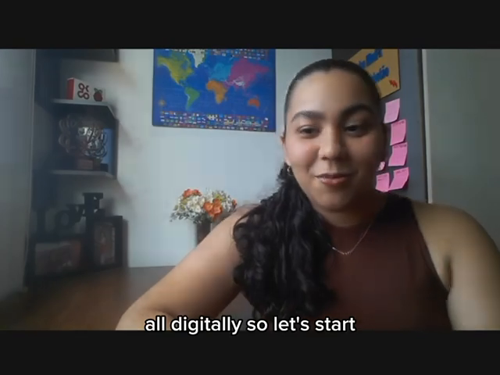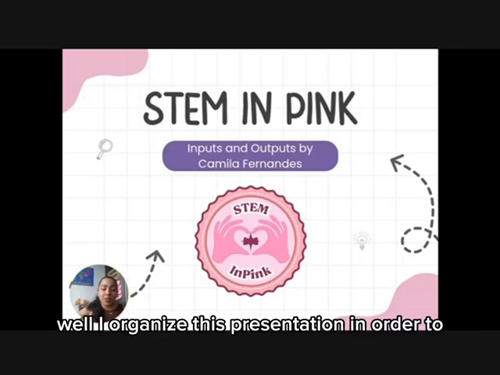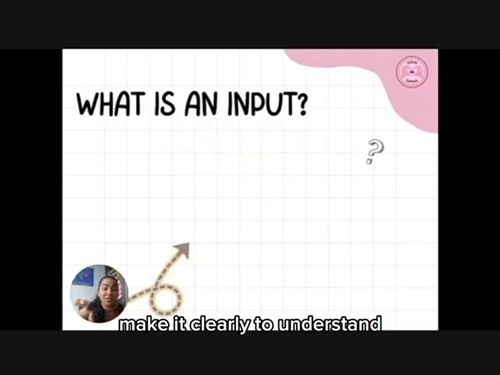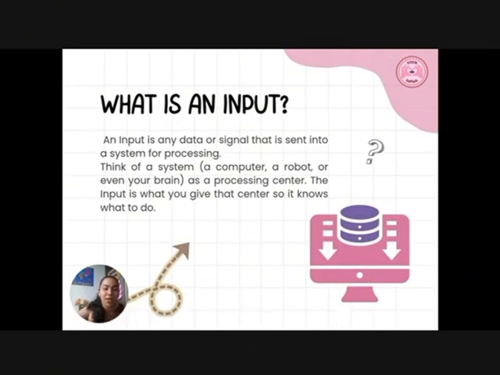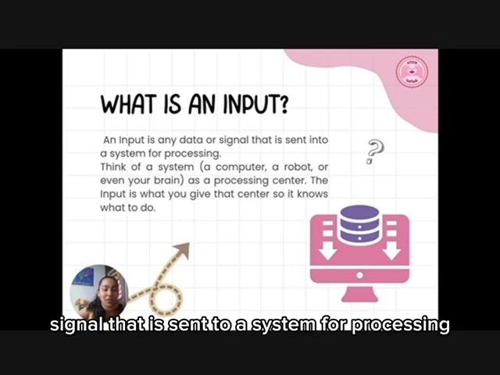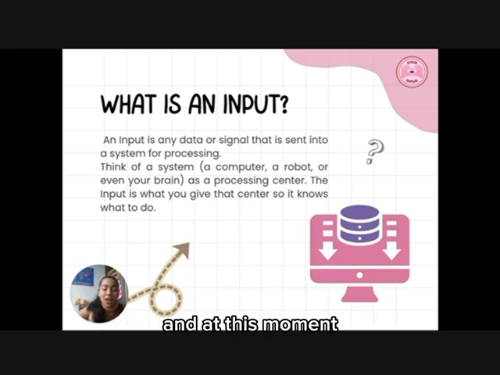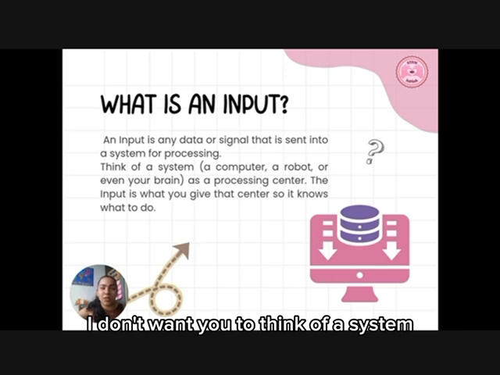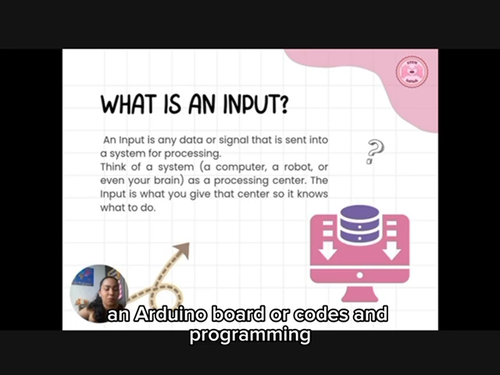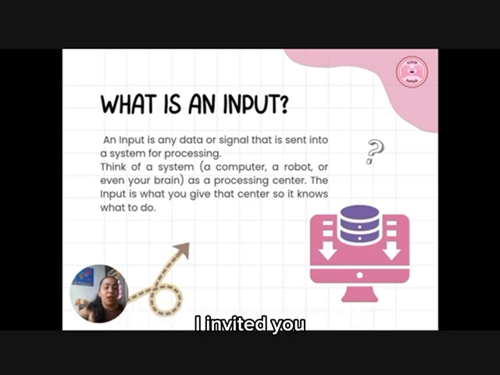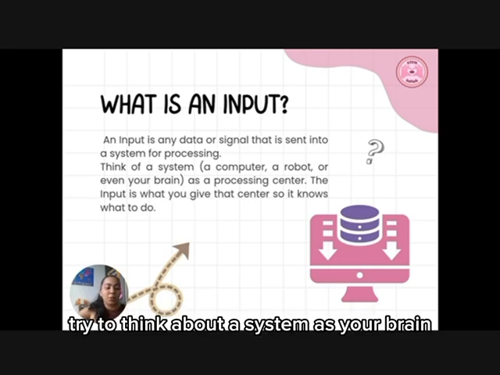So let's start. Well, I organized this presentation in order to make it clear to understand, and I'd like to start by discussing what an input is. As it says, an input is any data or signal that is sent to a system for processing. And at this moment, I don't want you to think of a system just as a computer, an Arduino board, or codes and programming. I invite you to try thinking about a system as your brain.